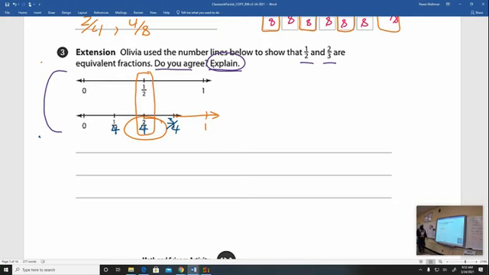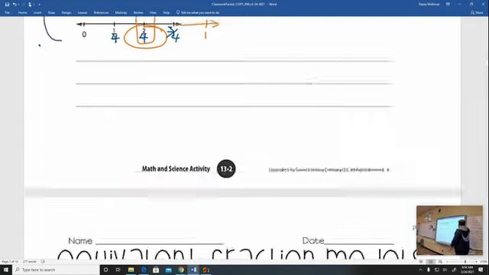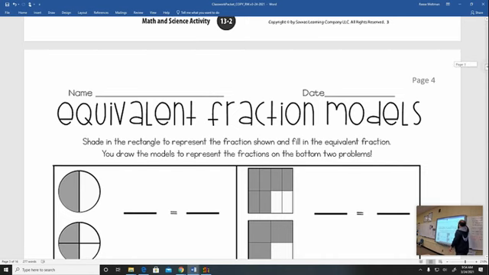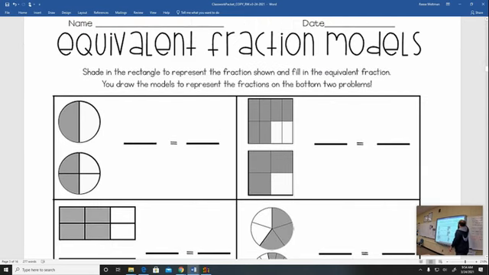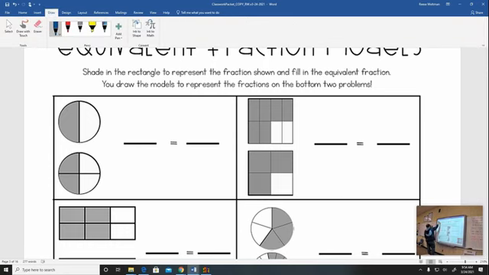Perfect. You can write both things down. That is good. You've got two pieces of evidence. You just gave me two pieces of evidence. When you restated, answered, cited, and explained, good. So, let's now take a look at equivalent fraction models.